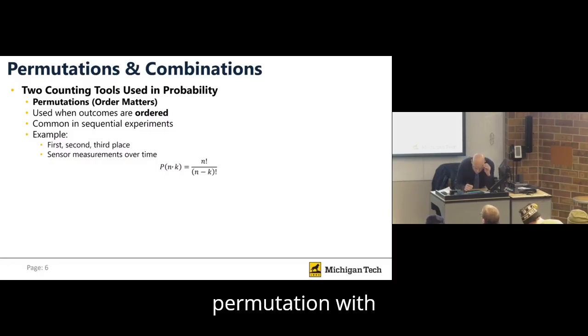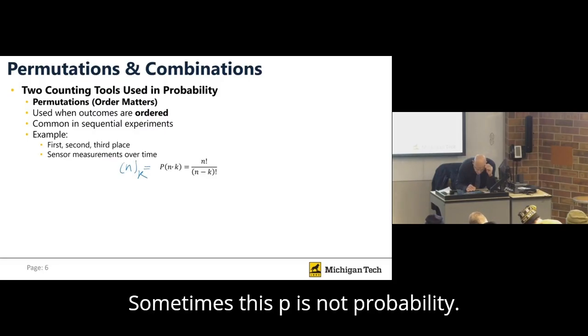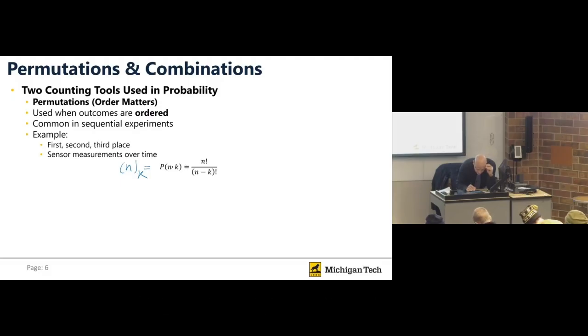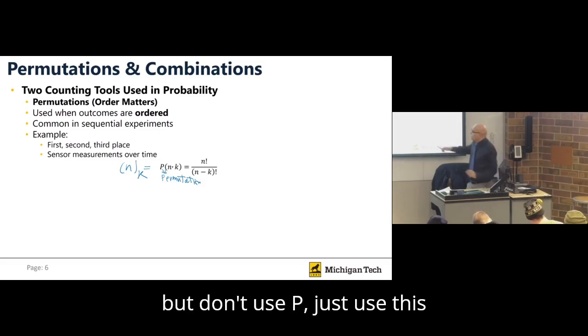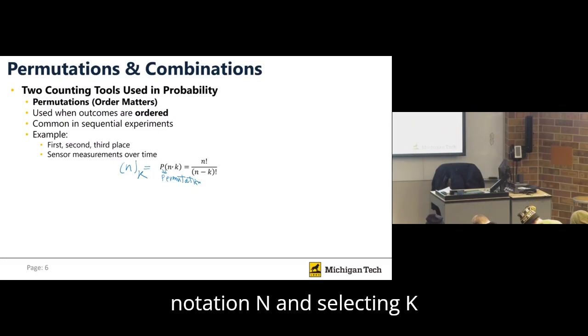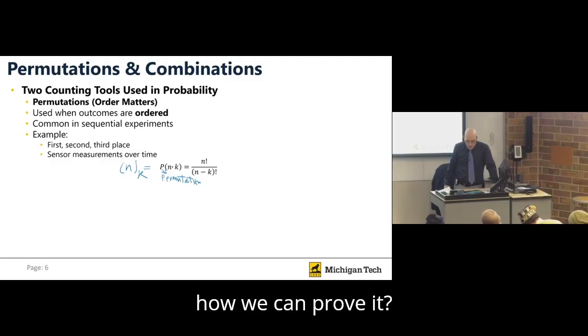We show permutation with this, or in the easiest way, N, K. We also show it like that. Sometimes this P is not probability. This P stands for permutation. But don't use P, just use this notation, N, and selecting K over N, when order matters. Okay? How can we prove it?